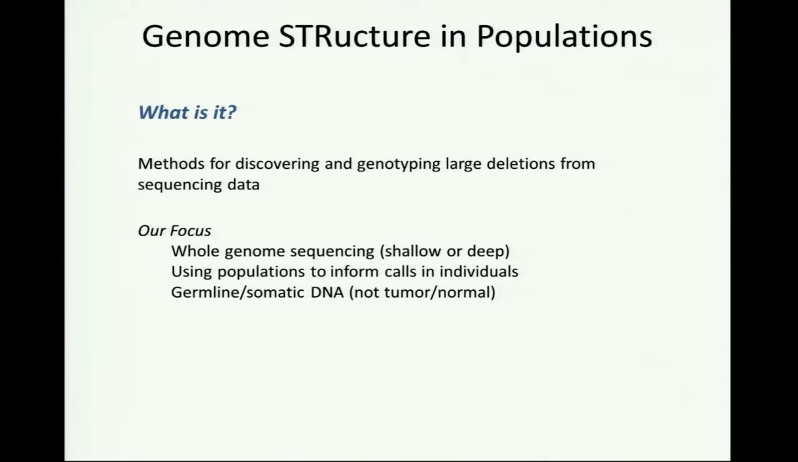So Genome STRiP is this toolkit of all these methods for discovering structural variation. In particular, I'm going to talk about our pipeline for discovering and genotyping large deletions.